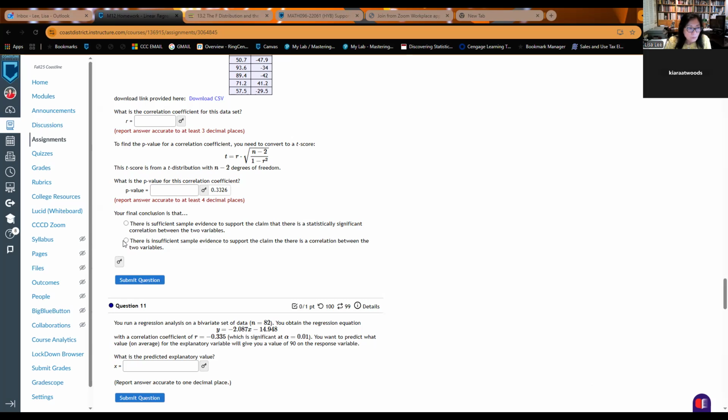So if it's greater than alpha, then we cannot reject. Only if it's less than can we reject. Just remember, if it's greater, that means there's no linear. In this case it is greater, so it's non-linear because we cannot reject.